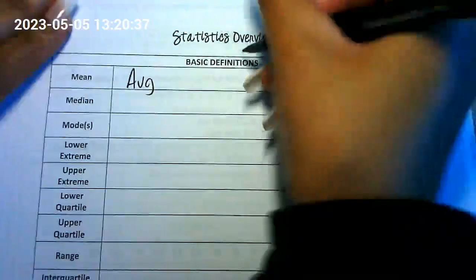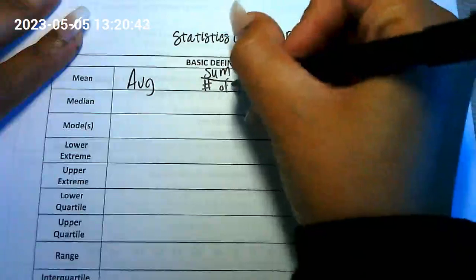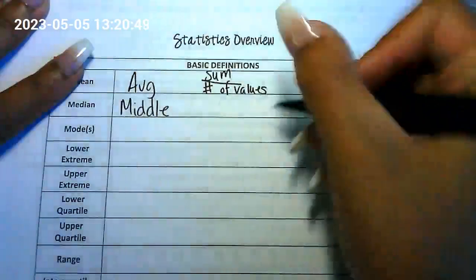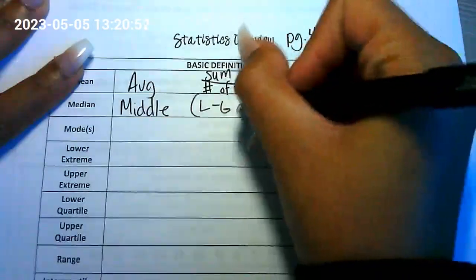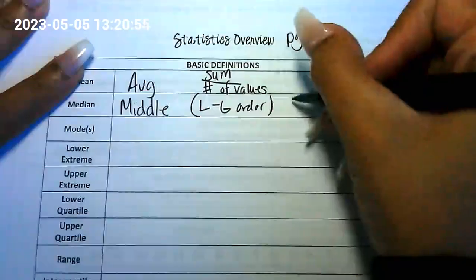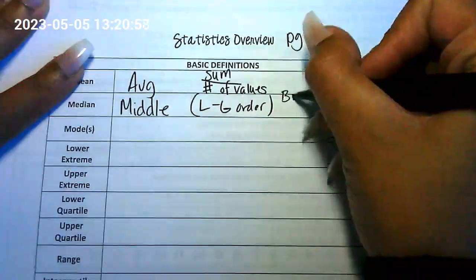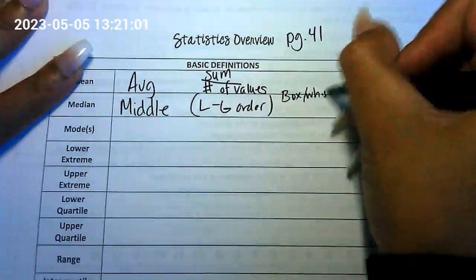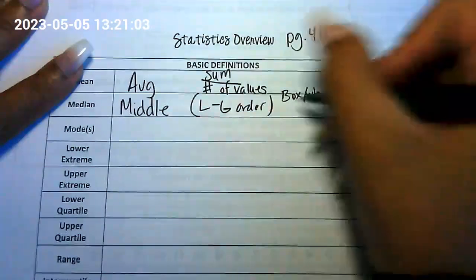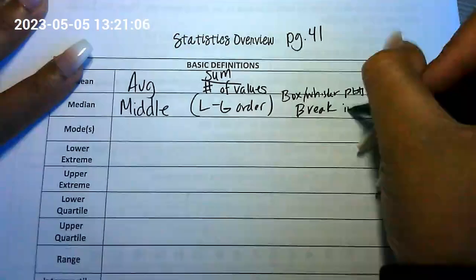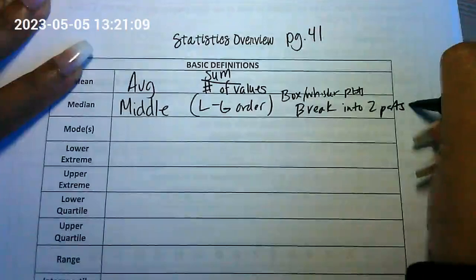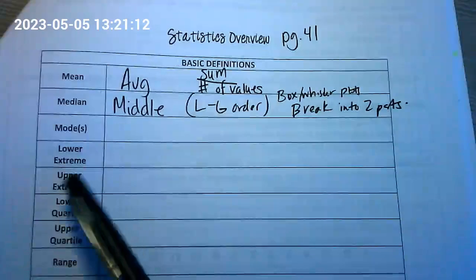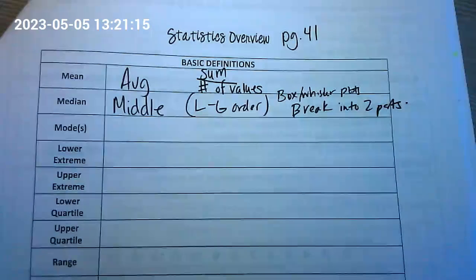Okay, mean is average, right? Mean is average. It's the sum of all the values and the number of values you have. Okay, median is middle. Always list in order from least to greatest. And typically for box and whisker plots or data sets, you're going to break into two parts. Then for the other items, the lower quartile and upper quartile, you're going to take the median of those sections. Okay.